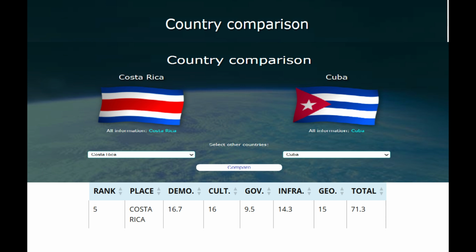The similarity in geography is the tropical, hurricane prone biodiversity, where the difference is Costa Rica is globally renowned for environmental policy and ecotourism. Cuba is more agriculturally focused with limited conservation policies.